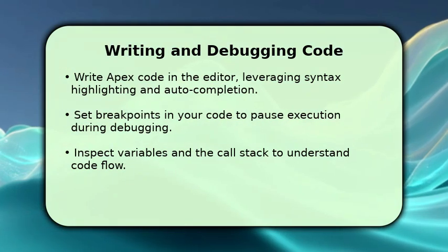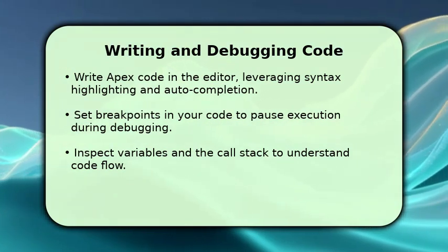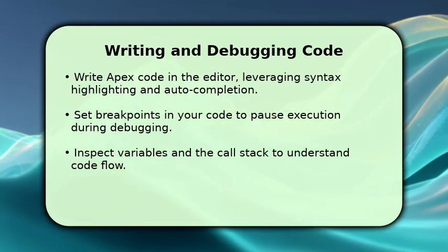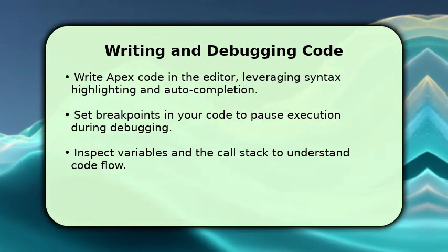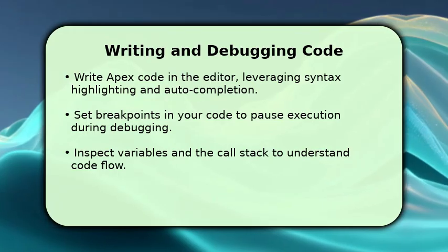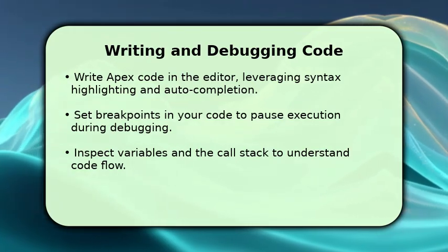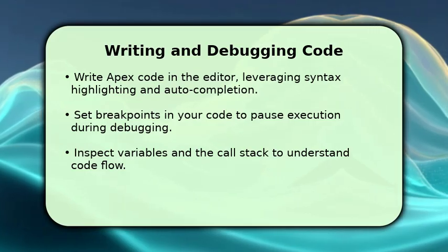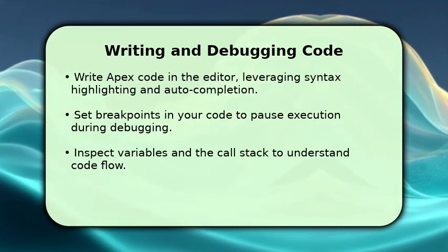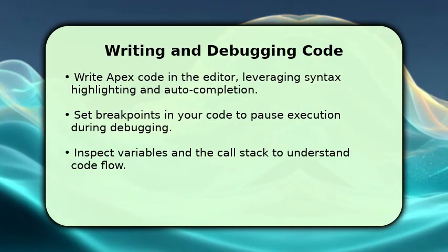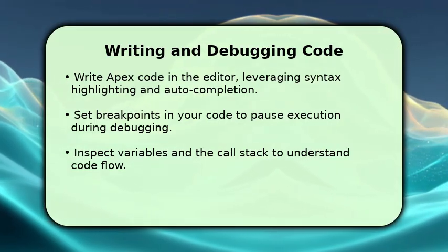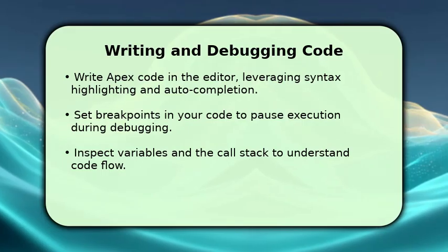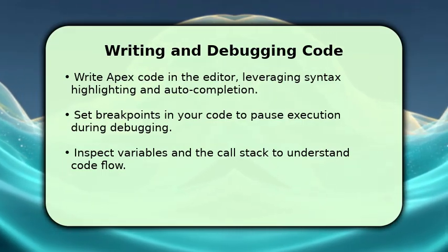When writing code, the main editor pane offers features like syntax highlighting and basic auto-completion to enhance your productivity. For debugging, you can set breakpoints by clicking on the line numbers, which will pause execution at that point. Then, use the Debug menu to execute your code and step through it, examining variable values and the call stack to pinpoint any issues. This iterative process is essential for robust development.